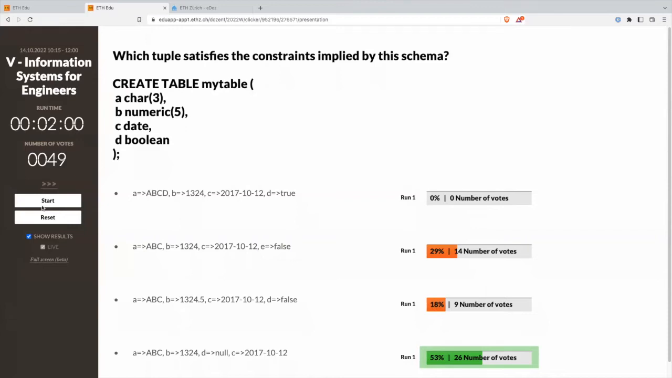why is this wrong? Technically, you could insert that, right? But then it would be changed. Because it's not defined that numeric 5 is taken as 5, 0 kind of. Exactly. There's no decimal places allowed. You cannot have any decimal places because by default, that's 5, 0. So 1324.5 would be changed to 1324.0, basically. The .5 would go away. Yeah, perfect. So this is it. So this is the final one.